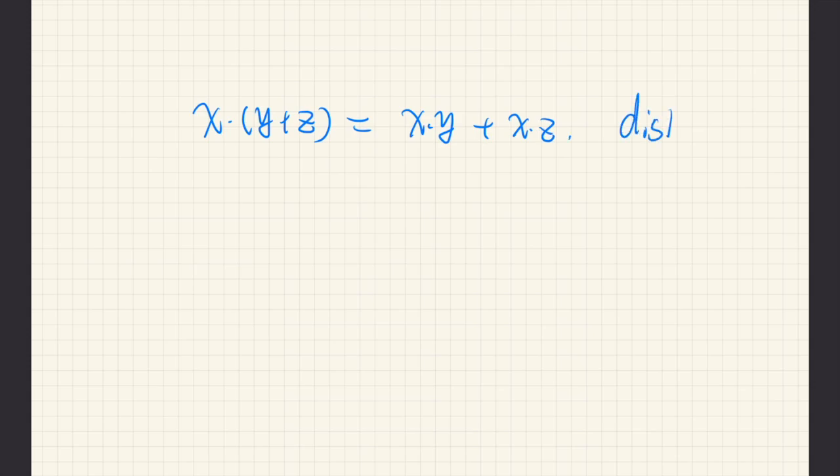Next, let's turn to the distributive law of numbers. So for numbers, we have x times (y plus z) is equal to xy plus xz. So this is called the distributive law.